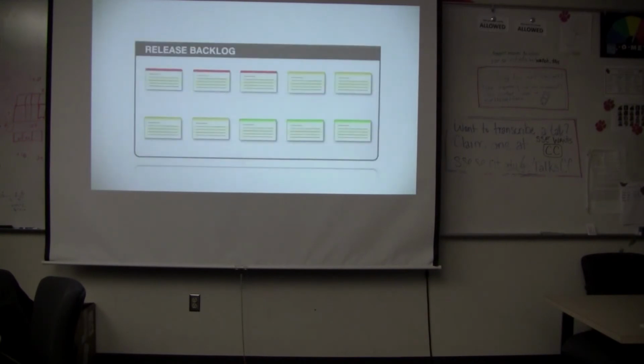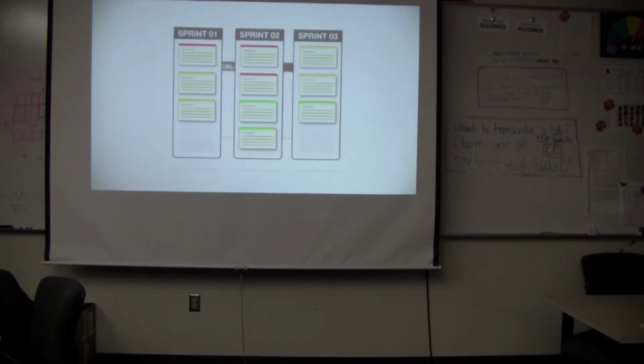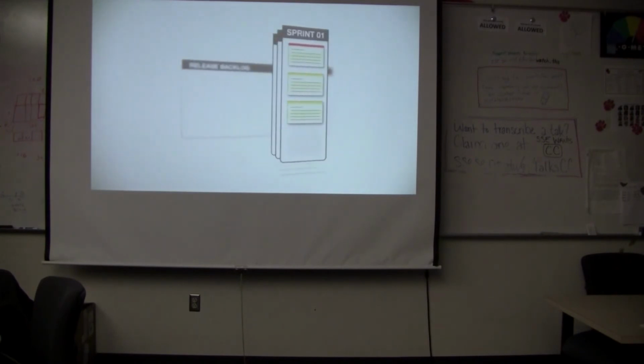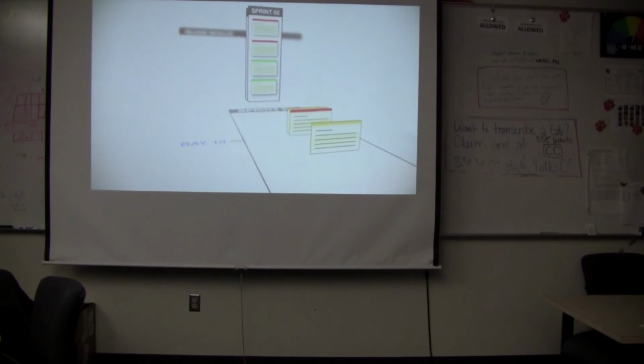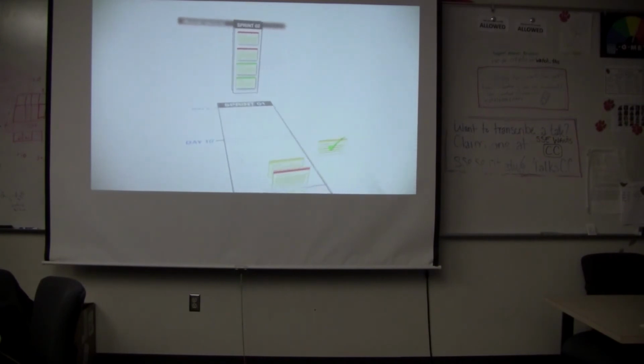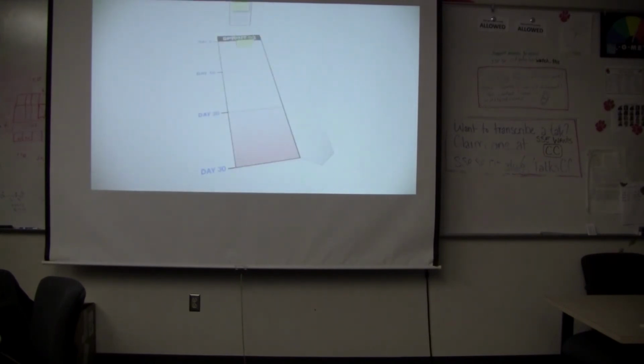So at this point, we can take our release backlog and split it up into several of these, sprint backlogs. One of the most important things to remember about sprints is that the goal of each sprint is to get a subset of the release backlog to a ship-ready state. So at the end of each sprint, you should have a fully tested product with all the features of the sprint 100% complete.